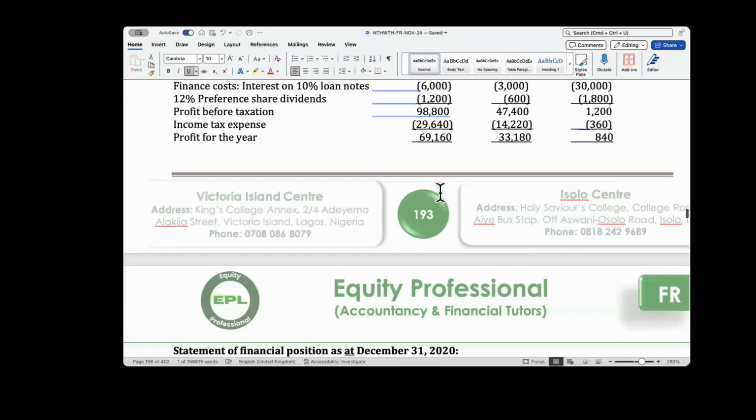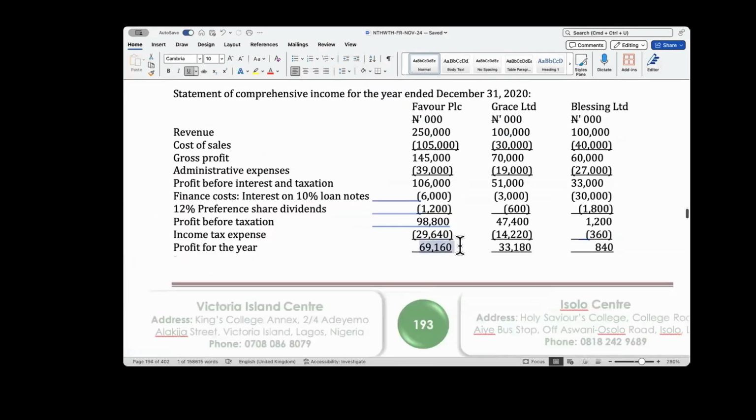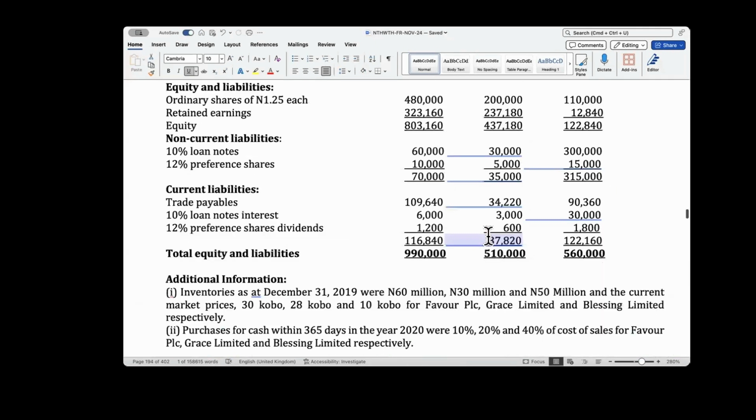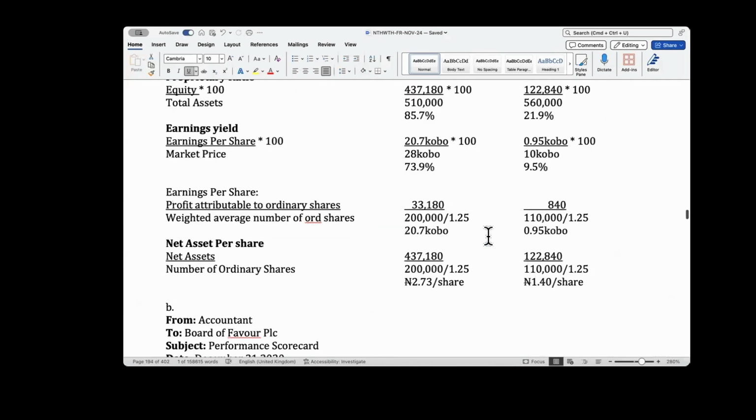The way they will have taught you in class is profit for the year minus your preference shares overweighted. That was how they taught you, right? So that's on the assumption that preference dividend hasn't been removed, right? So this one, they have removed preference shares. So this profit is profits belonging to ordinary shareholders alone. So I just use my 33,840 straight on for my computation of EPS.